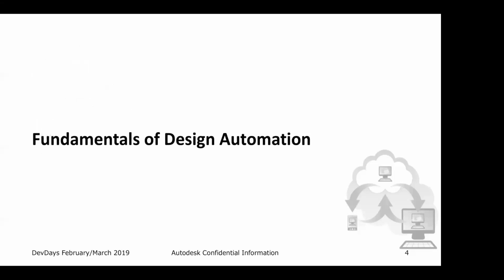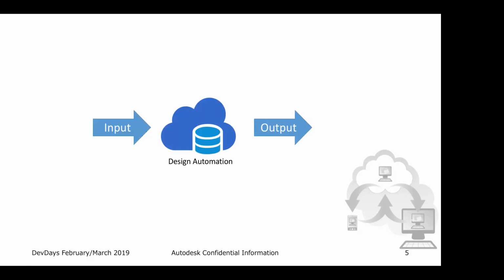So let's go to the next one, Fundamentals of Design Automation. If you never heard about Design Automation, it's about having the power of our desktop applications in the cloud. At its essence is a simple input and output operation, what we commonly know as batch operations. We do that on a desktop very often, batch processing files. In Design Automation, we can send an input file, process, and wait for the output that will be produced and get those outputs, which is basically a batch operation, right?